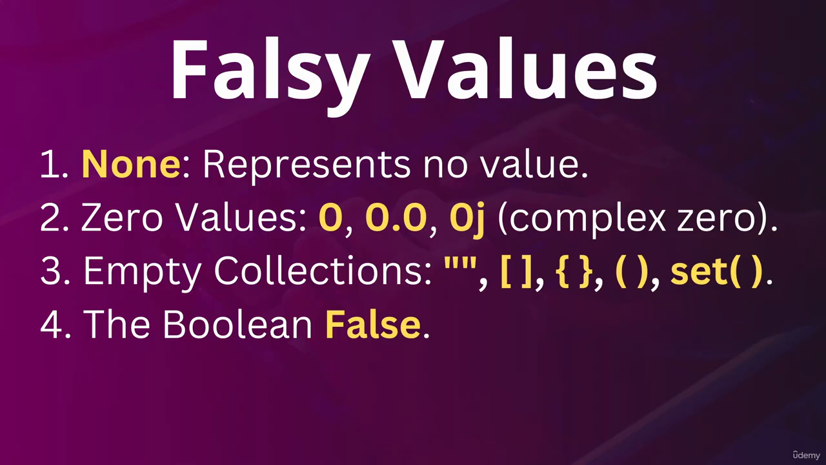We have empty collections like empty string. Empty string evaluates to false. Empty list, we get to that, evaluates to false. Empty dictionary, we also get to that in later lessons, evaluates to false. And empty tuple evaluates to false. An empty set evaluates to false. Don't bother about all these data types that we've not dealt with, but at least we've dealt with string. So an empty string evaluates to false. The Boolean false itself also evaluates to false.